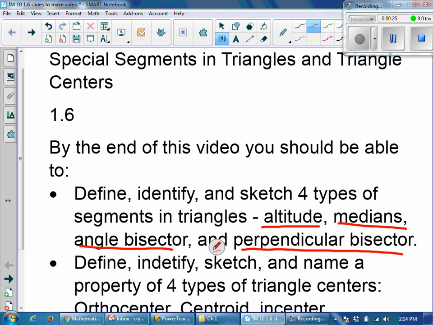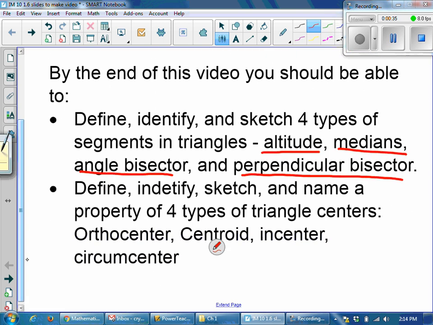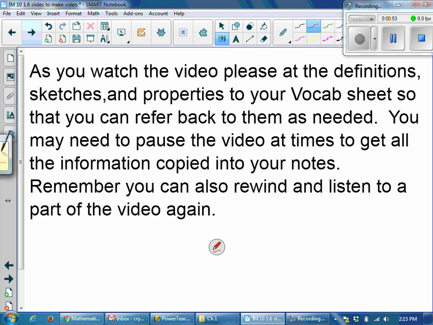So by the end of the lesson, you want to make sure you know what those are, that you can draw a sketch of them, that you can identify them, and that you can mark them appropriately. And then we also want to be able to define, identify, sketch, and name some properties about four special triangle centers. Those are the orthocenter, the centroid, the incenter, and the circumcenter. So there's kind of 8 big deals that you're going to want to learn about in this video. We're going to start by talking about these four special segments.